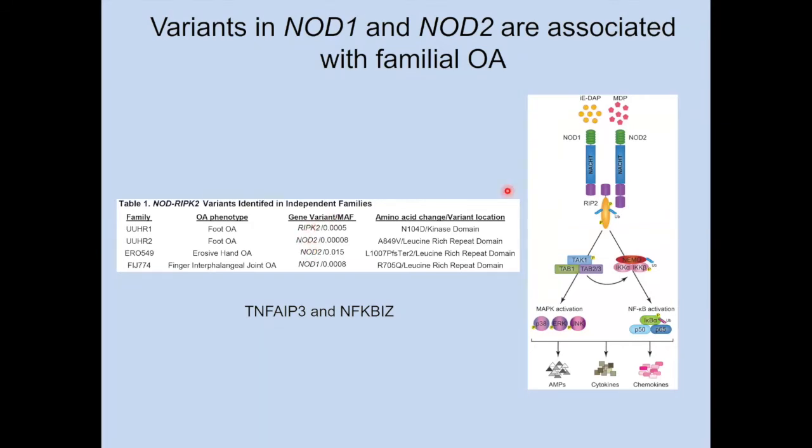So the NOD RIPK2 pathway starts with the NOD receptor. These recognize bacterial cell wall products or other cellular damage products. They bind RIPK2, and there's a series of events that lead to inflammatory gene expression. We found not only variants in RIPK2, but also in NOD2 and NOD1, and we've also recently found 2 other families that have variants in these 2 genes here, which are involved in modulating the pathway. They're involved in fine-tuning the response, shutting down or activating the pathway to a higher degree.